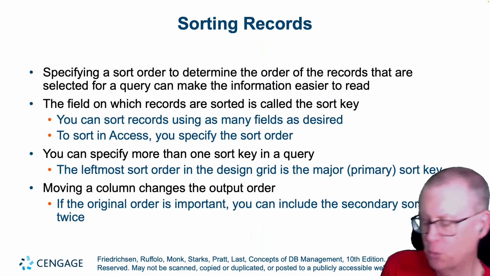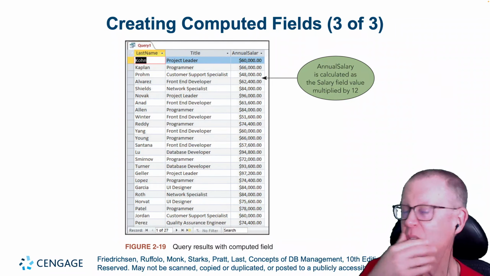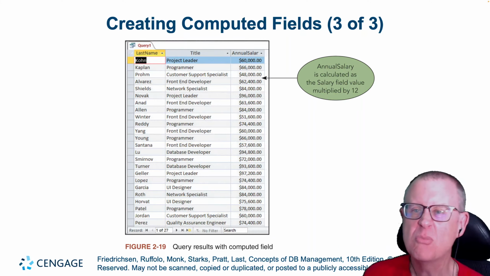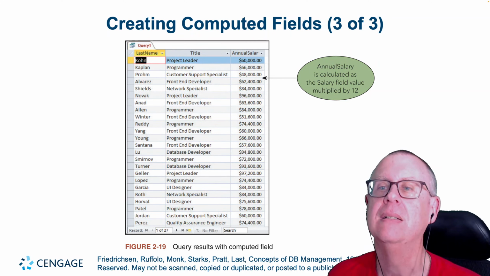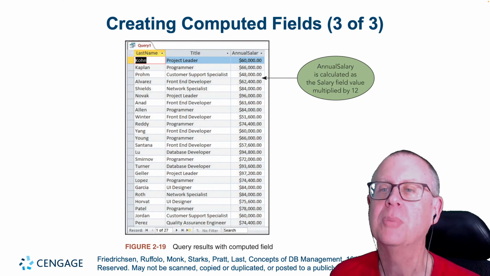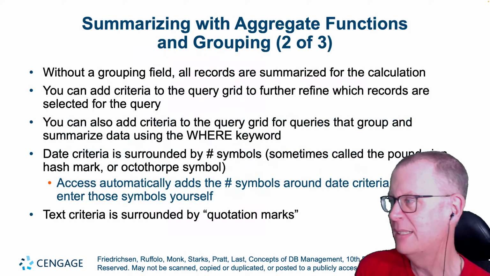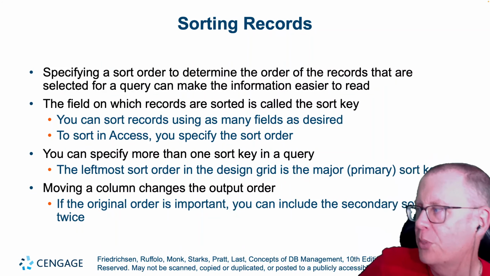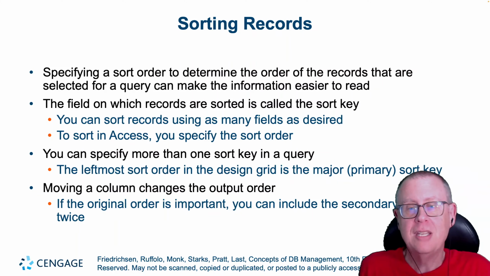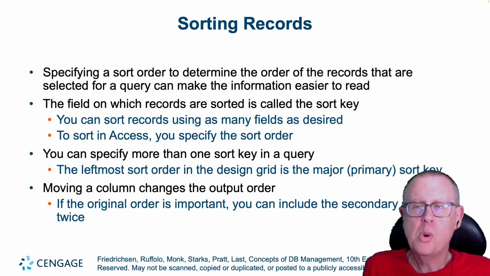You may want to sort. If we have a look at that query there, it didn't really seem to have a sorting on the fields, right? They're not sorted by last name, they're not sorted by title, and they're not sorted by annual salary. That makes it a little hard to read, right? So you might want to sort things. And you can sort by any of those fields or any combination of one or more of those fields.